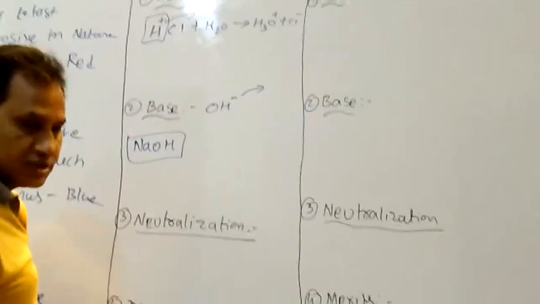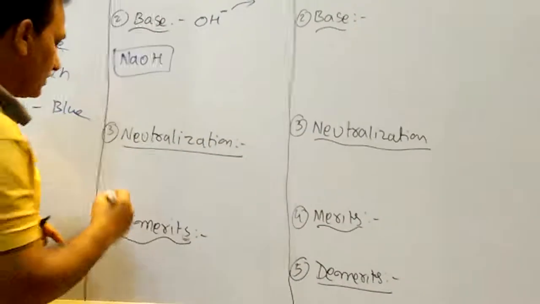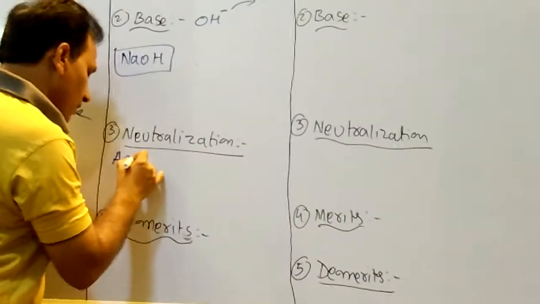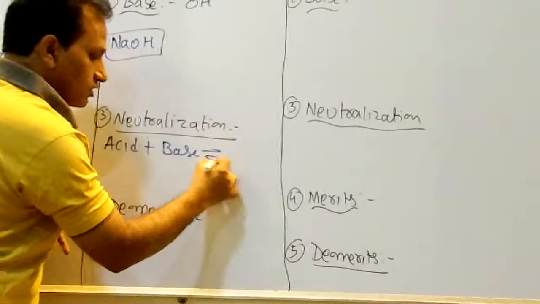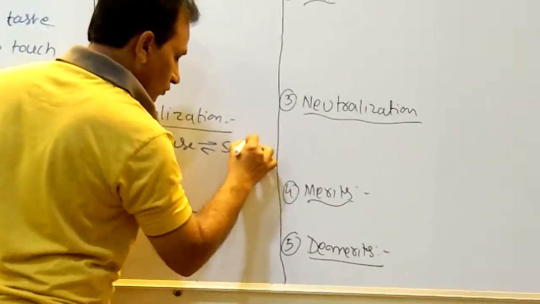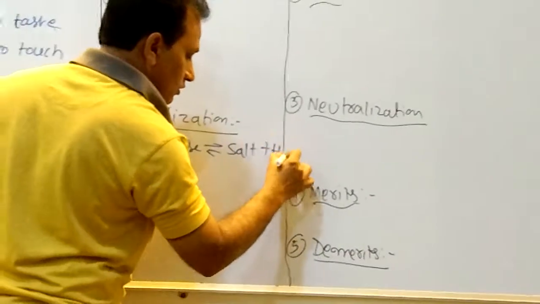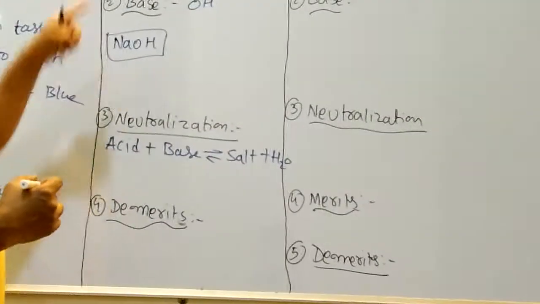Next, neutralization means the combination of acid and base to form salt and water. That is the neutralization according to the Arrhenius theory.